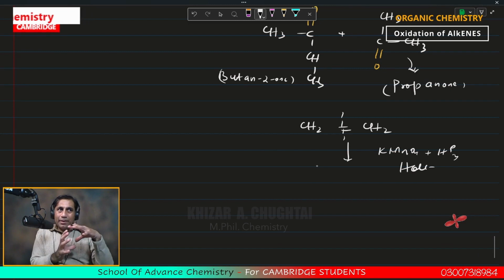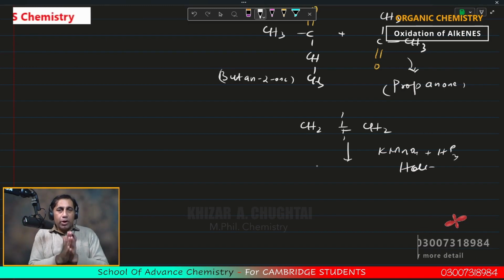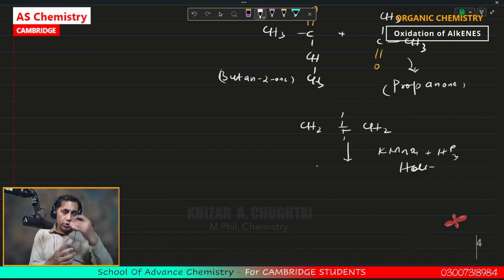Just memorize the steps for each topic in chemistry, especially in organic chemistry. It will be very easy for you. Just memorize the steps and apply those steps whenever you are going to solve the question.